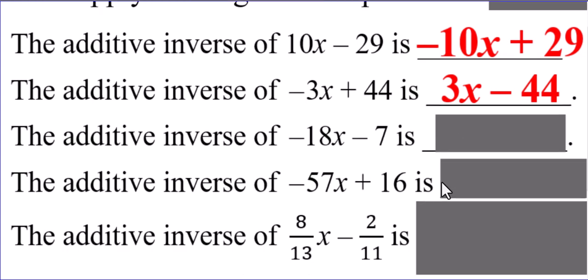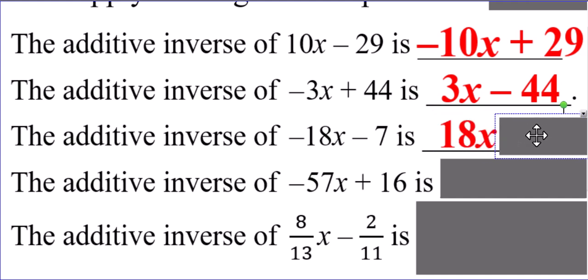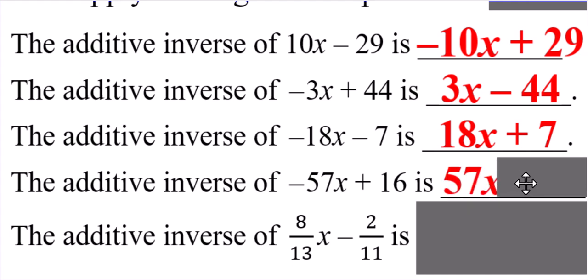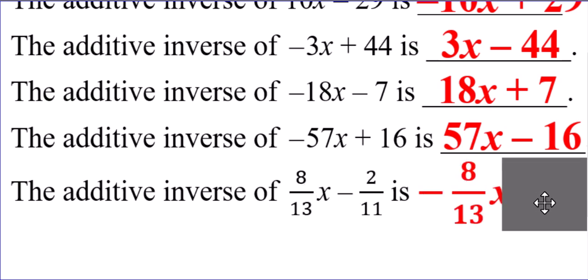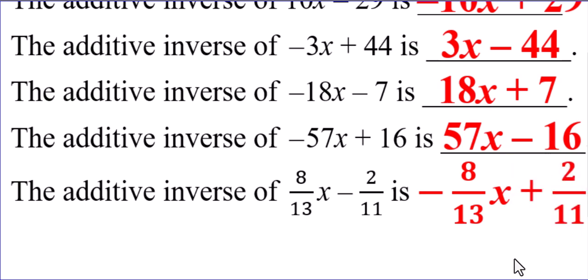All right, did you already do the next three on your own? If not, you better hit pause. The additive inverse of negative 18x minus 7 is positive 18x, and instead of minus 7, it's going to be plus 7. The additive inverse of negative 57x plus 16, well, we got to make it positive 57x, and then instead of plus 16, it's going to be minus 16. And then finally, the additive inverse of 8/13 x minus 2/11 would be negative 8/13 x plus 2/11.